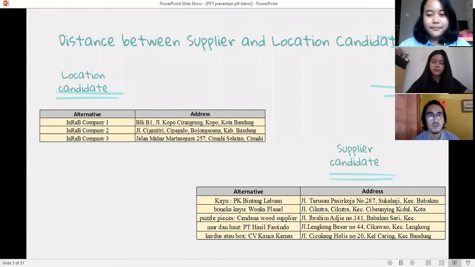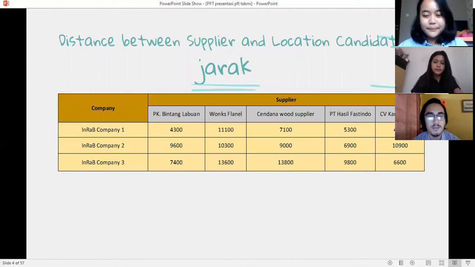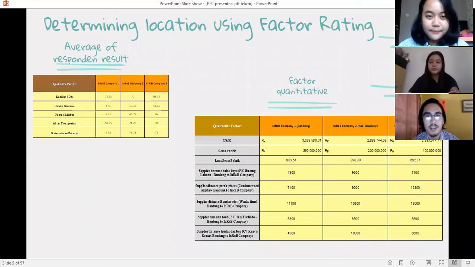This is the distance between supplier and location candidate. The first table is the location candidate and the second table is the supplier candidate. Next. And this table shows the distance between supplier and location candidate.